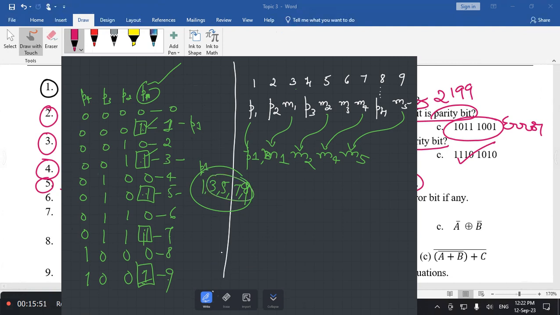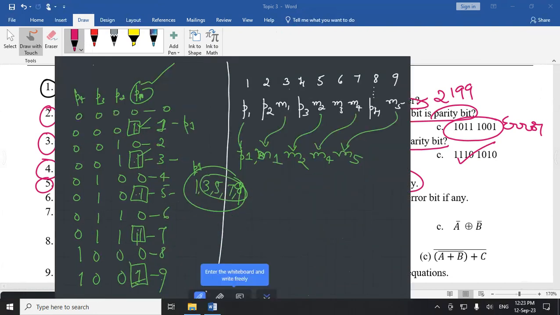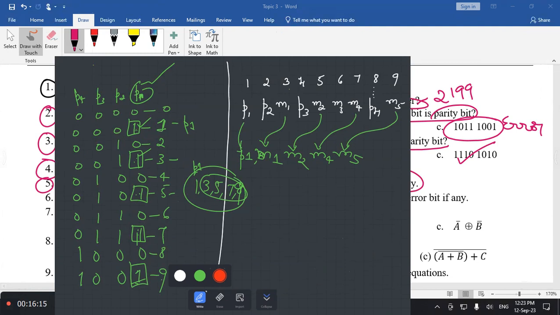Now tell me, what is P1 now? What is M1? Come on. What is the question we have? 11010. I will take some other color. This is 1, this is 1, this one 0, this is 1, 1, and this is 0.